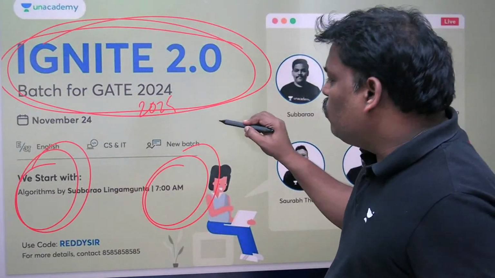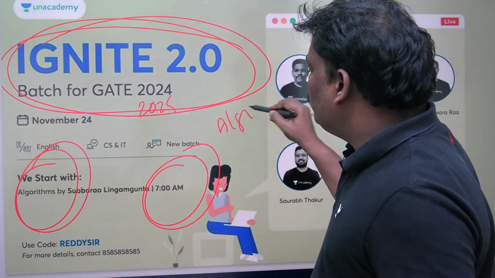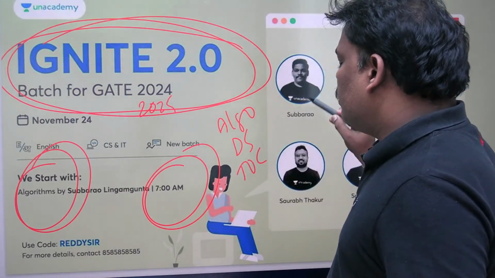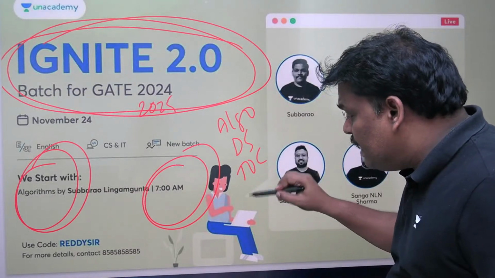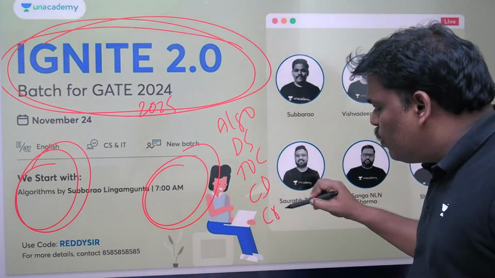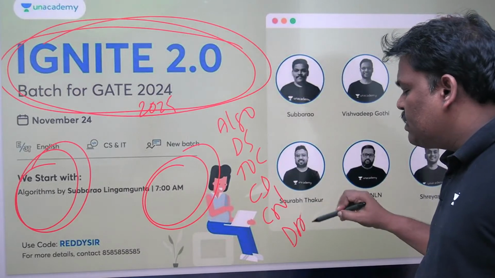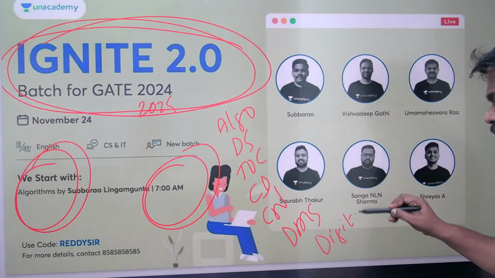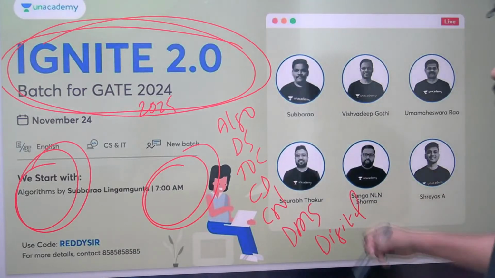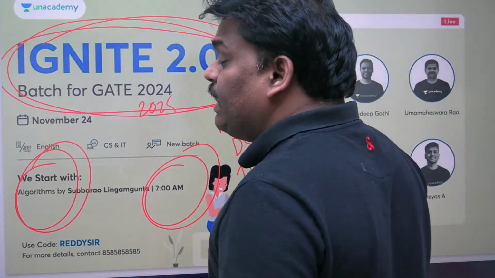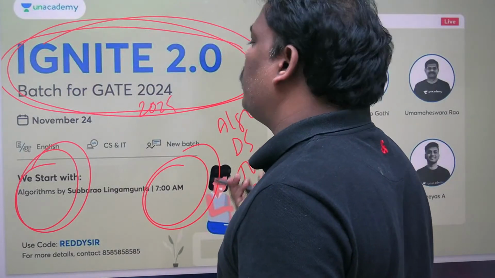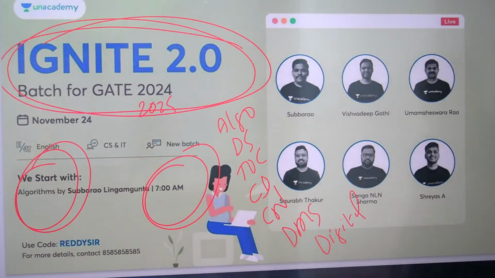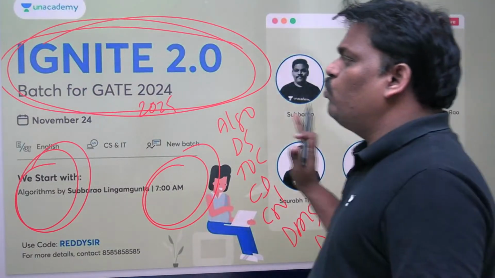After Algorithms is over, I will start DS. After DS is over, I will start TOC. After TOC, I will start CD. Afterwards, computer networks, then discrete mathematics, then digital. So this is the flow. You will get enough time to practice Algo, DS, TOC, CD, CN, discrete mathematics, and digital. You will get a lot of time to revise.